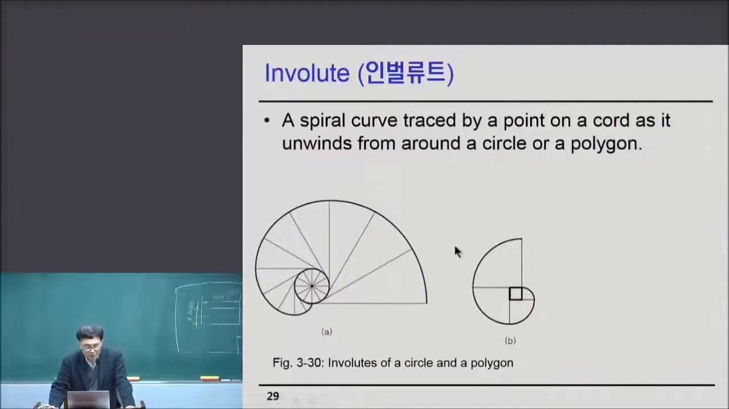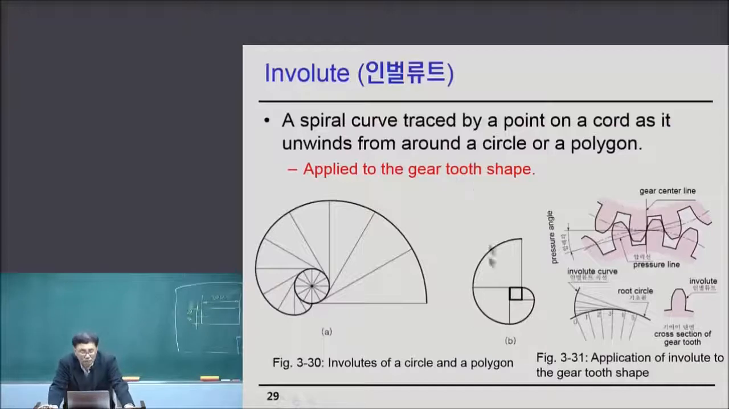So it is applied to the gear tooth shape. For example, this is the involute curve, right? And the shape of the gear tooth is an involute curve, okay? Involute curve.